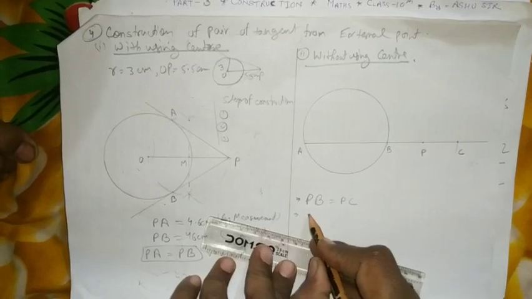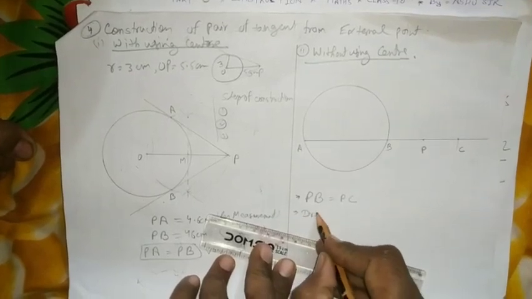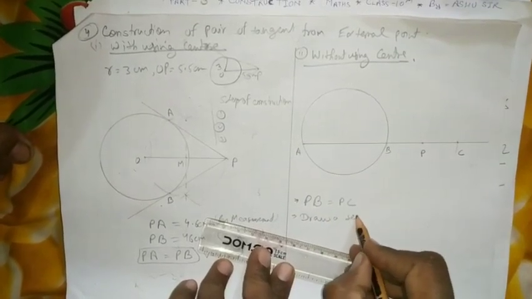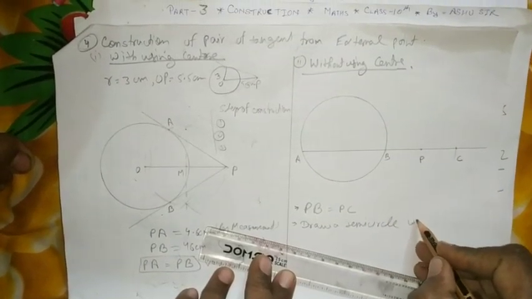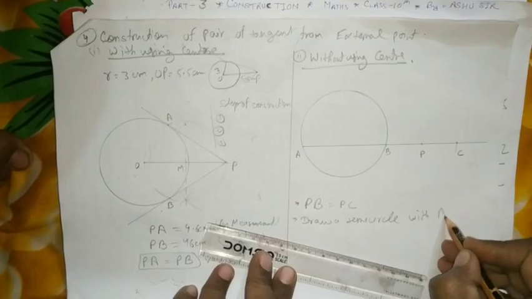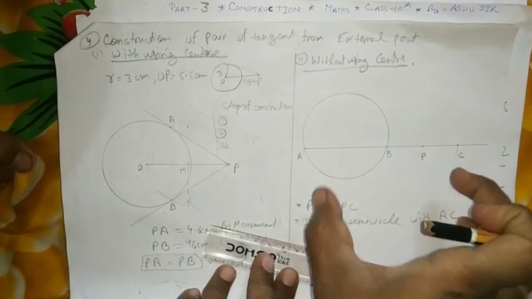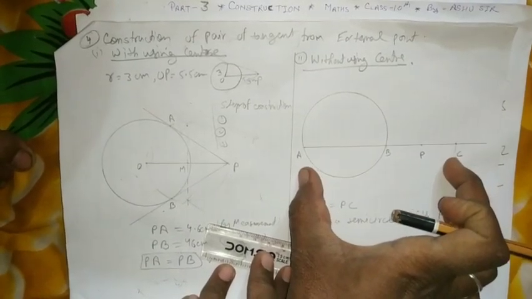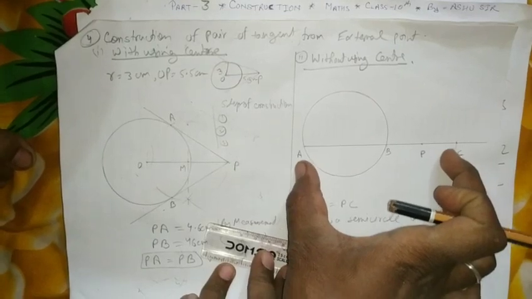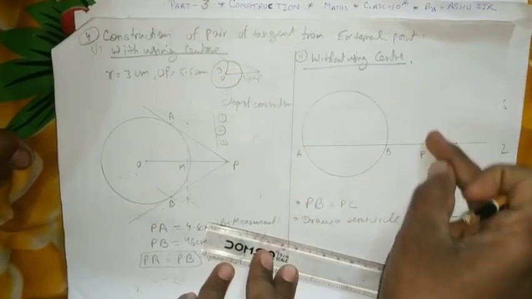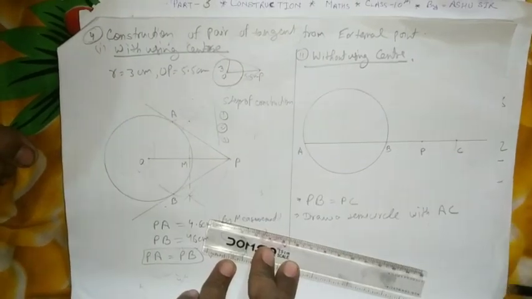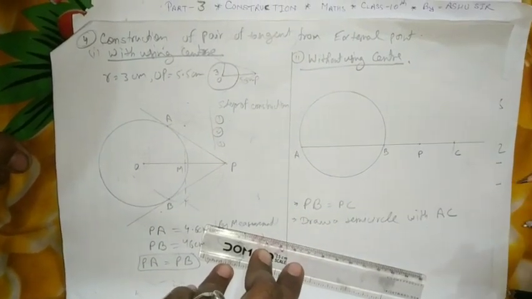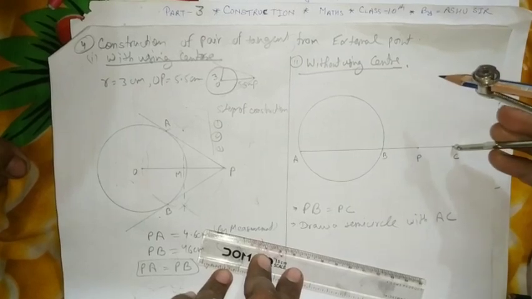Then draw a semicircle with AC. Take AC as a diameter and draw a semicircle. So first we find the center, which is the midpoint of AC. Construct the perpendicular bisector of AC.